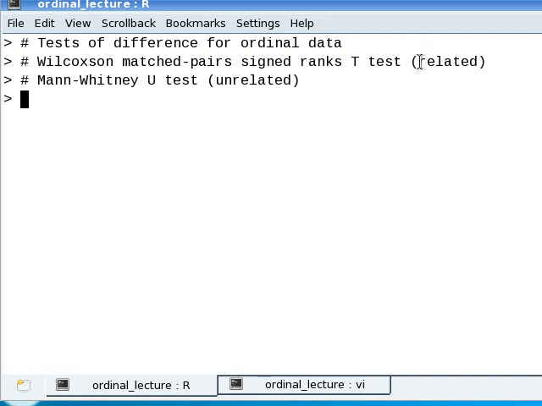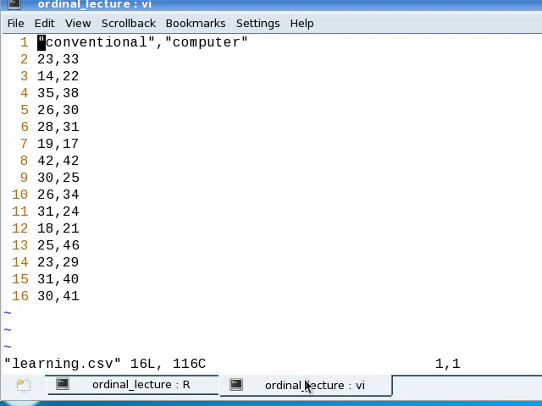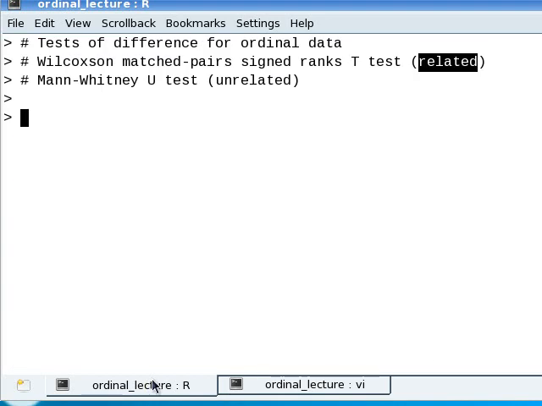Let's start with some related samples, and the scenario here from the book is that you have a course that's taught by conventional methods and then taught again by computer methods. Same students, and you have them rate the effectiveness or their attitude towards the class in those two scenarios, and you want to find out if there's a difference in the rating between conventional and computer classes. So what we need to do is read in this data.